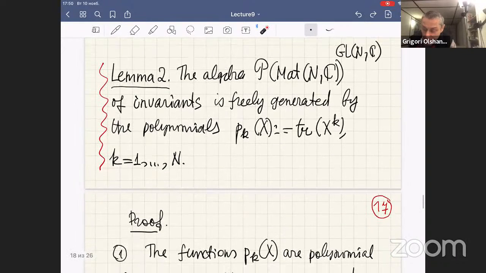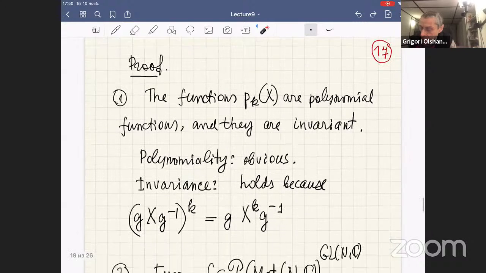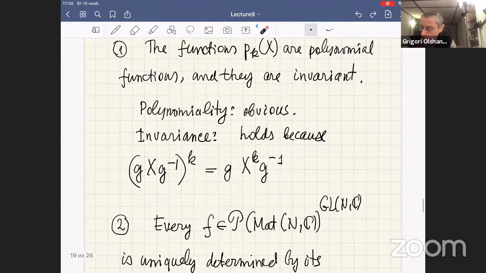How to prove this? Very easy. The first step is as follows. We just remark that these are indeed polynomial functions. So this is easy. The next step is that they are invariant. This is also easy. So the polynomiality is obvious, and invariance holds because we have this property. So this is also trivial. Okay, so we have produced indeed some invariants.